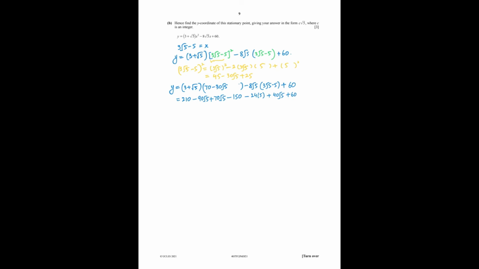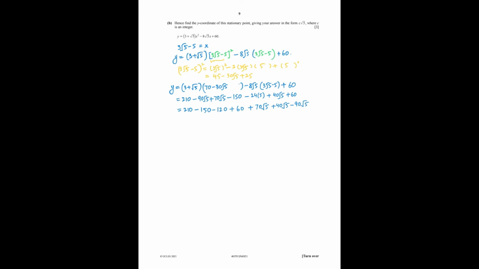Now we have two types of terms, one which contains root 5 and the one which does not have root 5, right? So we are going to write them separately. It's 210 minus 150, 24 into 5 leads to 120 with the negative sign, and we have plus 60, right? And the terms with root 5, we have plus 70 root 5 plus 40 root 5 minus 90 root 5.